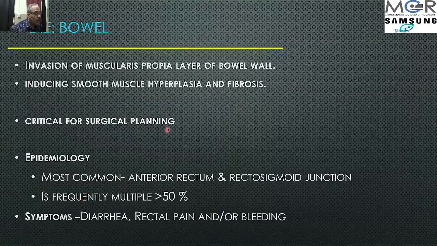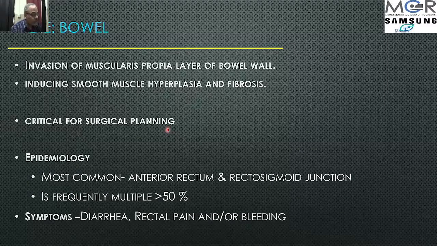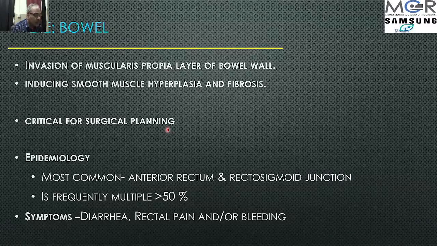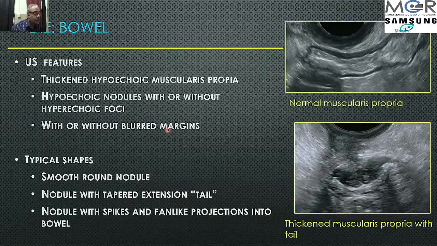The bowel involvement is due to invasion of the muscularis propria layer of the bowel wall, and that induces smooth muscle hyperplasia and causes fibrosis. This is critical for surgical planning, and the common sites are the anterior rectum and rectosigmoid junction. It is frequently multiple bowel involvement, and we should not have satisfaction of search, and we should go for visualization of all the possible structures. And with the bowel being involved here, the symptoms will be GI, like diarrhea, rectal pain or rectal bleeding.